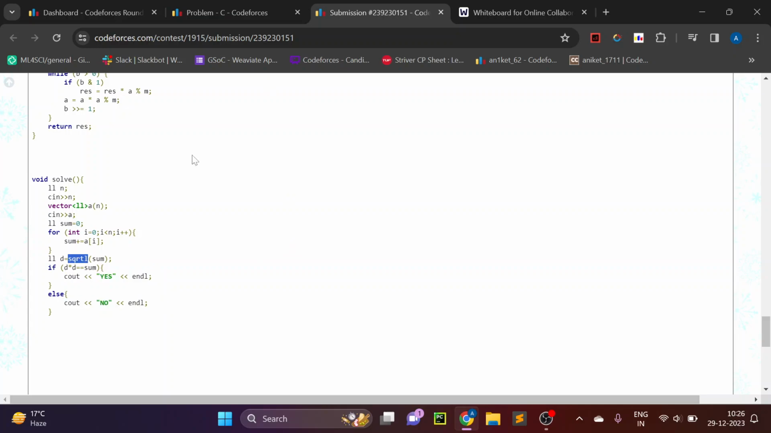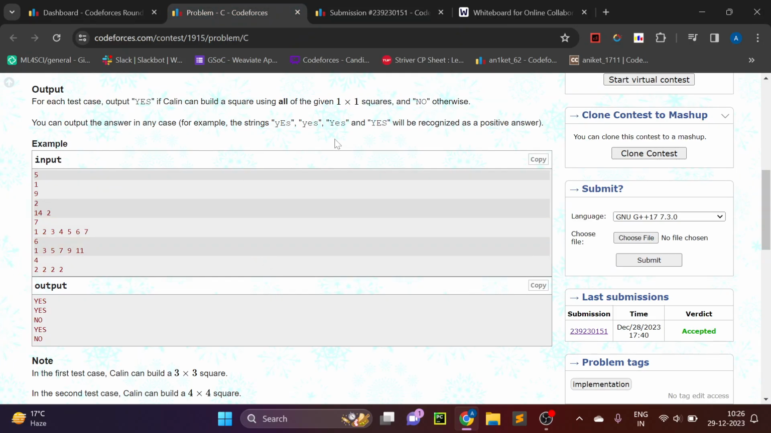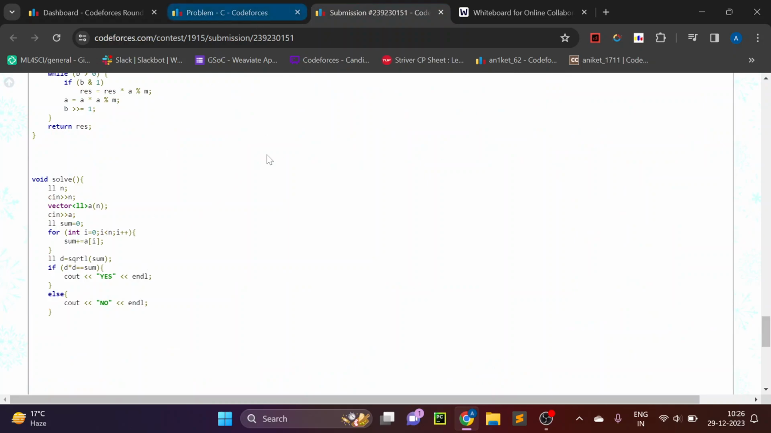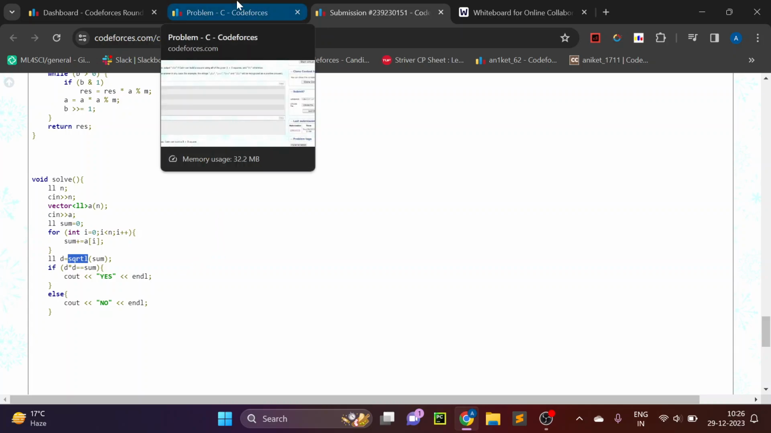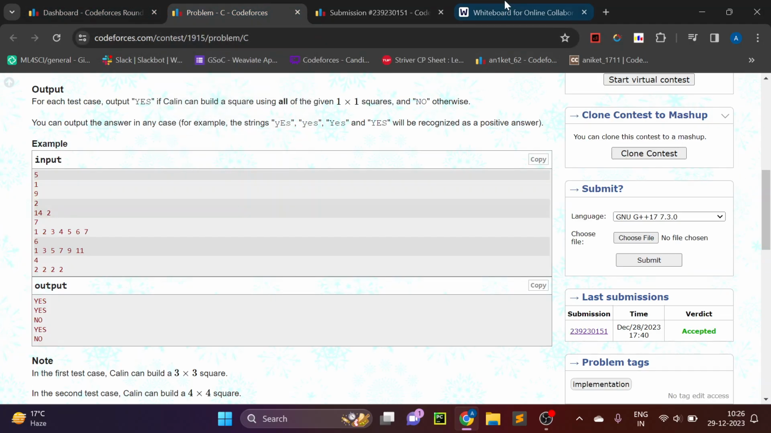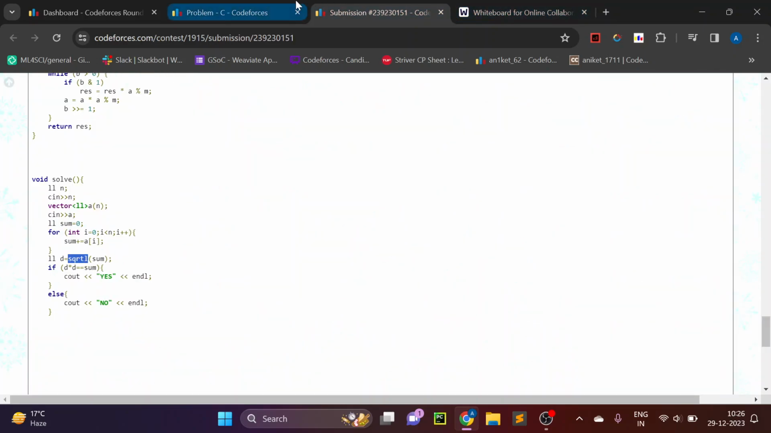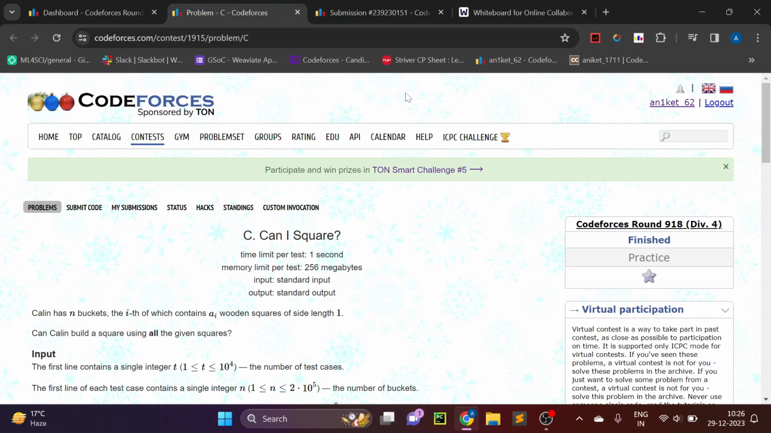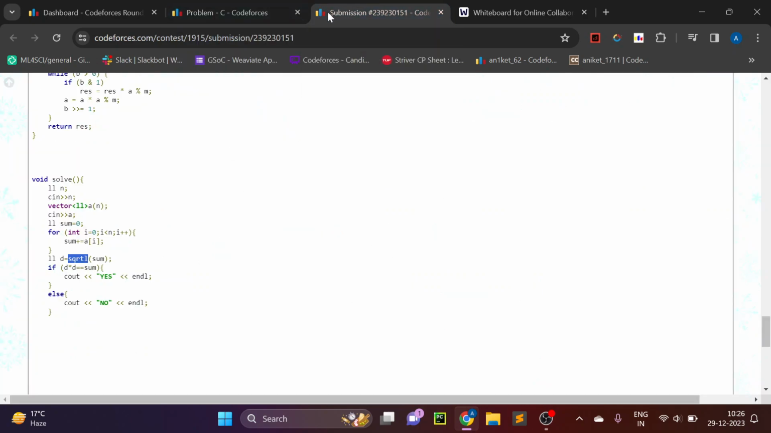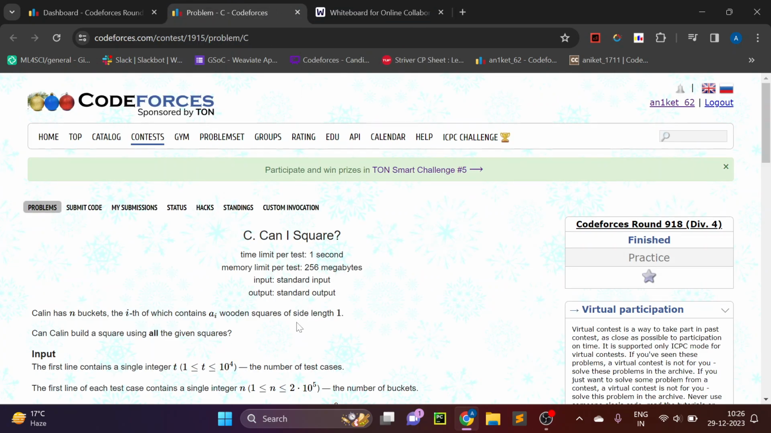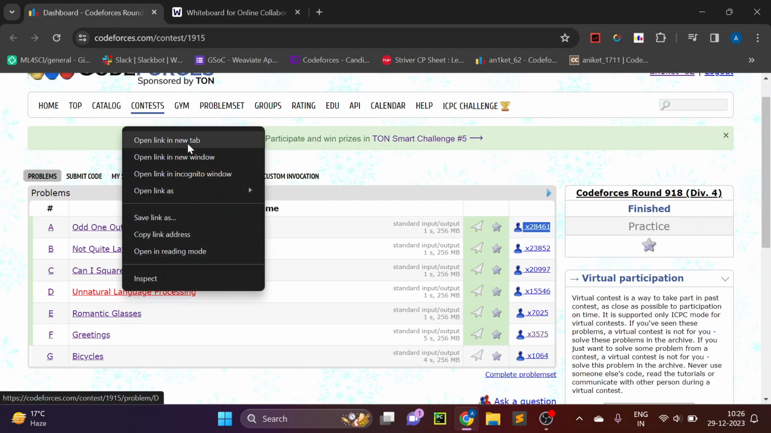Now there are also some problems with sqrt. You should not use this sqrt because it basically works with the double data type, so it might give some precision errors. So you can write your custom square root function using binary search, and you can find that type of template on CP algorithms, or you can just implement it yourself if you know binary search. So this was the third question. Now let's just move on to the fourth.